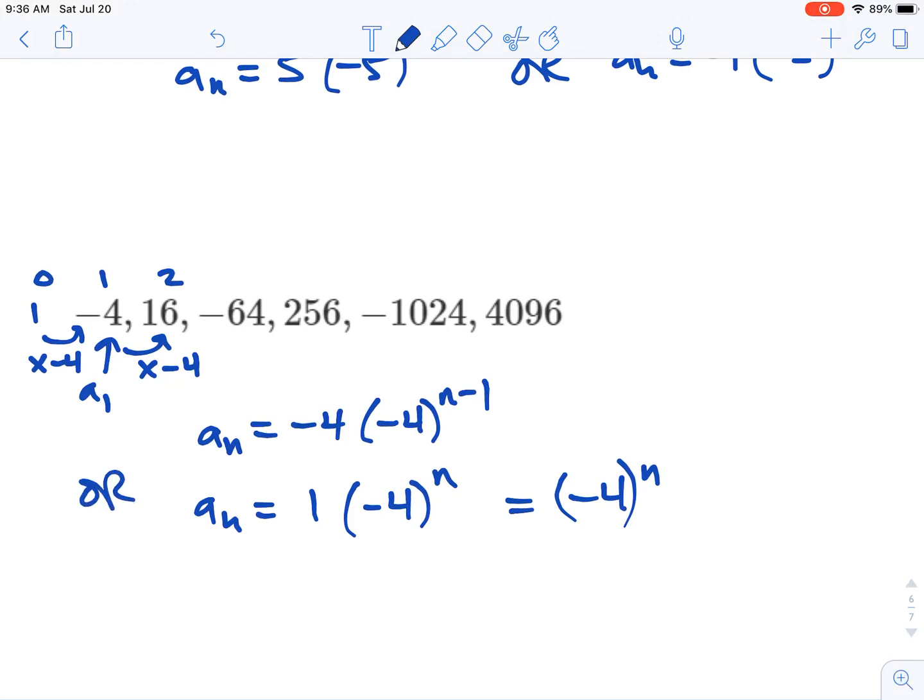So either way you want to write it, they are both equivalent, and that's how we write an explicit formula for a geometric sequence.